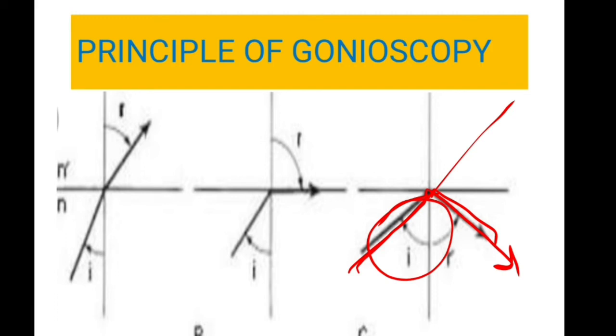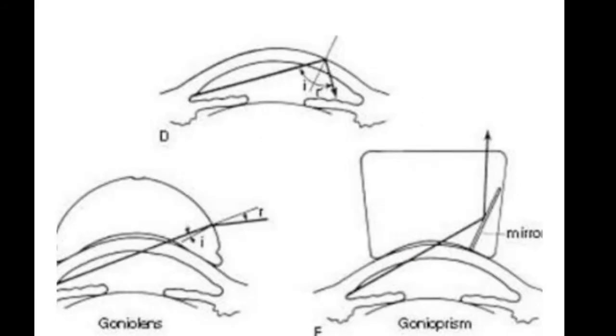So exactly the same thing happens in the eye at the angle. This is shown in this picture. See, this is the ray which is coming from the angle structure. Since the angle of incidence is more than the critical angle, it is getting refracted back into the same medium, and the person will not be able to visualize this structure. Okay. So to overcome this, we use some lenses called goniolens or gonioprism.